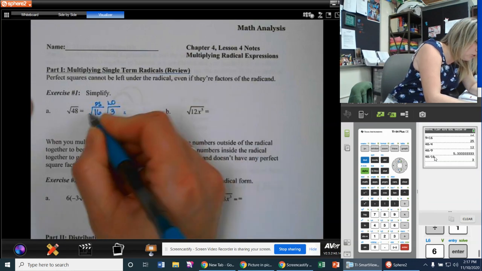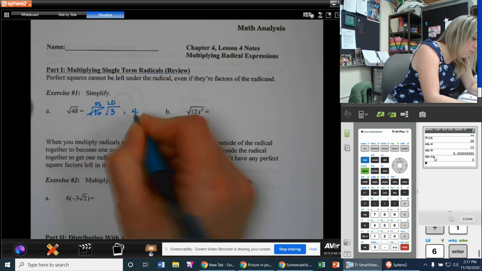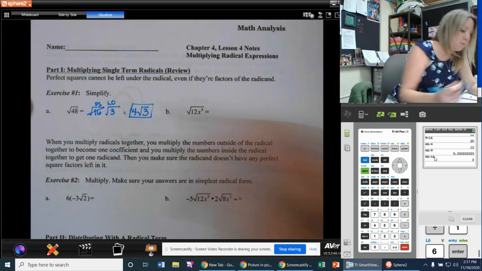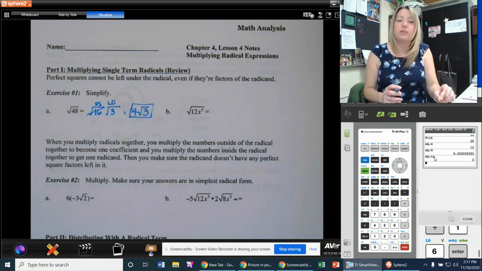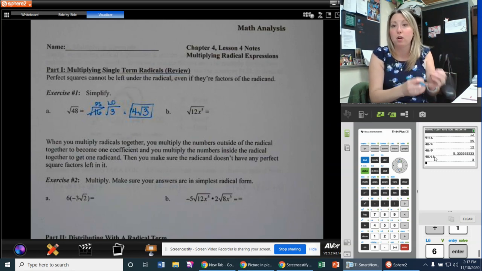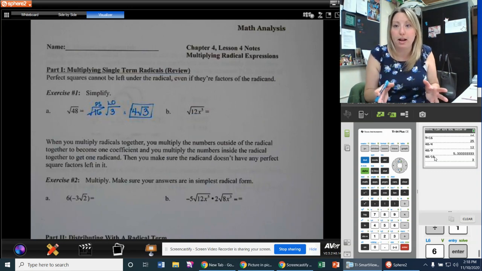And I take the square root of the perfect square. Square root of 16 is 4. Bring the leftover with, and 4 radical 3 is my final answer. You always have to simplify radicals if they are evenly divisible. If that radicand is evenly divisible by a perfect square, that perfect square factor can never stay under the radical. So you always bring it back out.